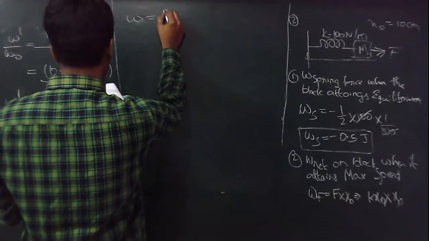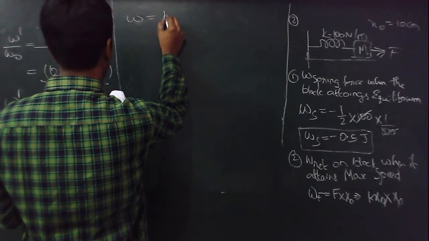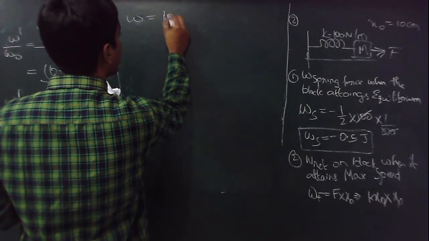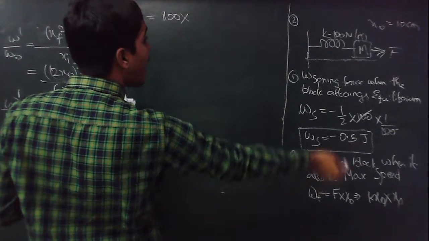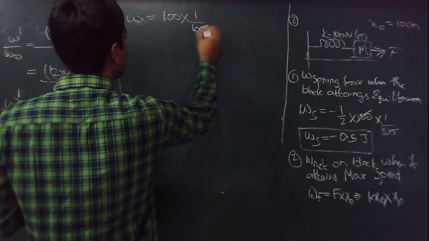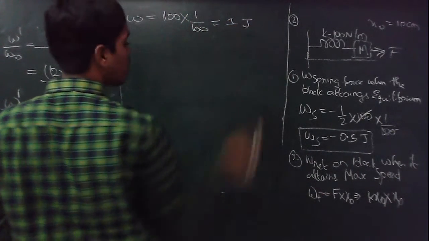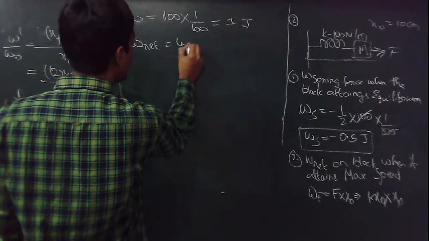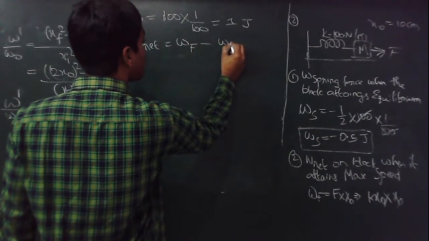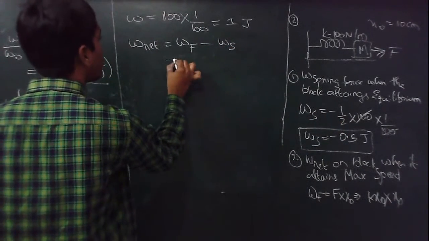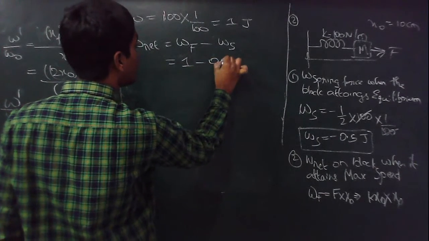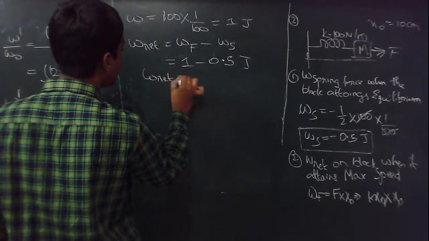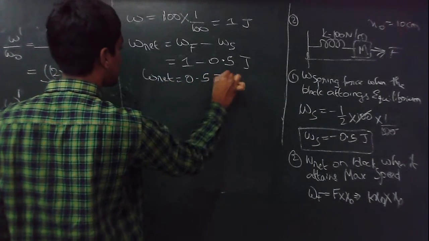Work done by the force is F into X naught, so 100 into X naught, and the force work is 1 by 100, so it includes 1 joule. Now we want to sum it. W net is equal to W force minus W spring. Here it is negative, we get the negative one. So 1 joule minus 0.5 joule. So W net is equal to 0.5 joules.